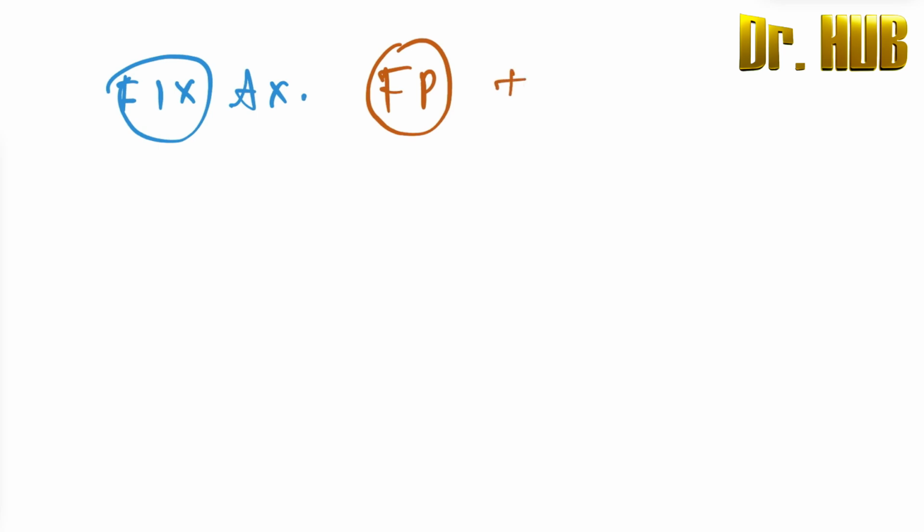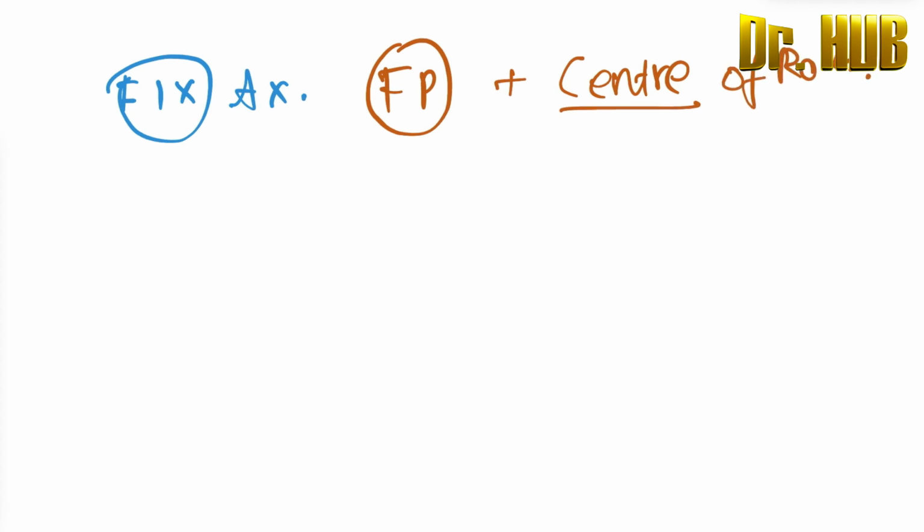Next, we move on to the fixation axis. So fixation axis is the line joining the fixation point, the FP, and the center of rotation. So fixation point to the center of rotation.